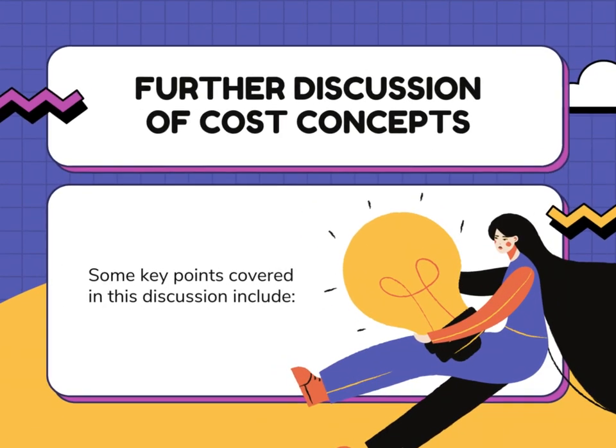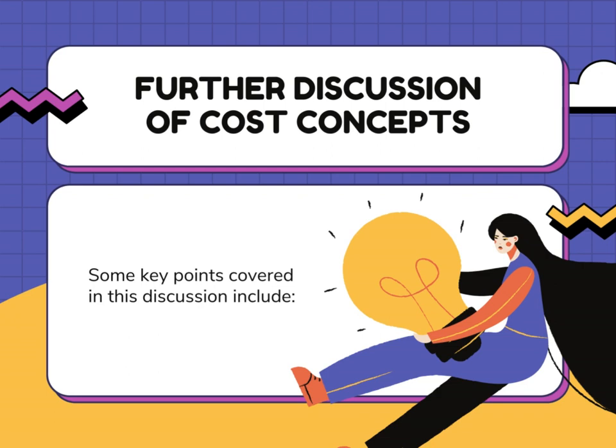Certainly, let us continue to discuss cost concepts in more detail. Explicit costs are tangible out-of-pocket expenses incurred in running a business. Examples include salaries, rent, utilities, and the cost of raw materials.